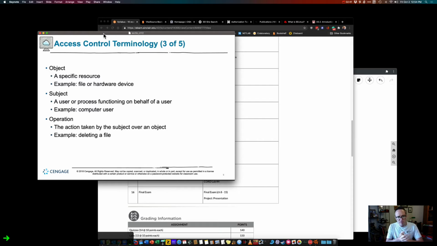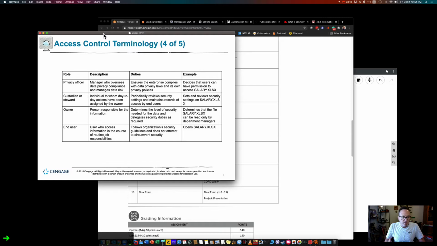So let's look at some terminology here. There's a few things we'll look at. There's something called an object. This could be a file, it could be hardware. Think of it in terms of a file. And there's a subject. Now we think the subject is a user, but it can also be a process. An example of this is the Apache process on a Linux web server. Apache itself runs under a user account, and it has specific access. Then we have an operation, such as reading a file, for example.